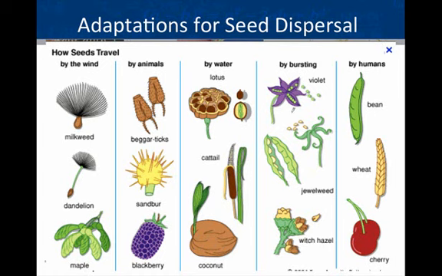Some flowers just burst open, like a violet or witch hazel or jewelweed. They just burst open and the seeds go flying. Some of them, we put these seeds in these fruits that humans like, beans and wheat, and cherries. These things have seeds unless we've genetically taken them out, obviously, but we can disperse that. We can do that.